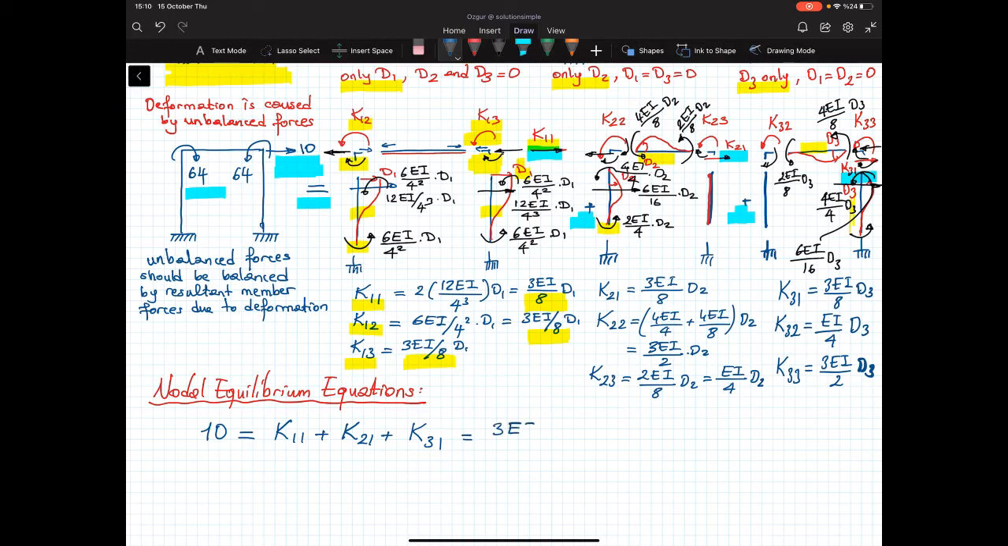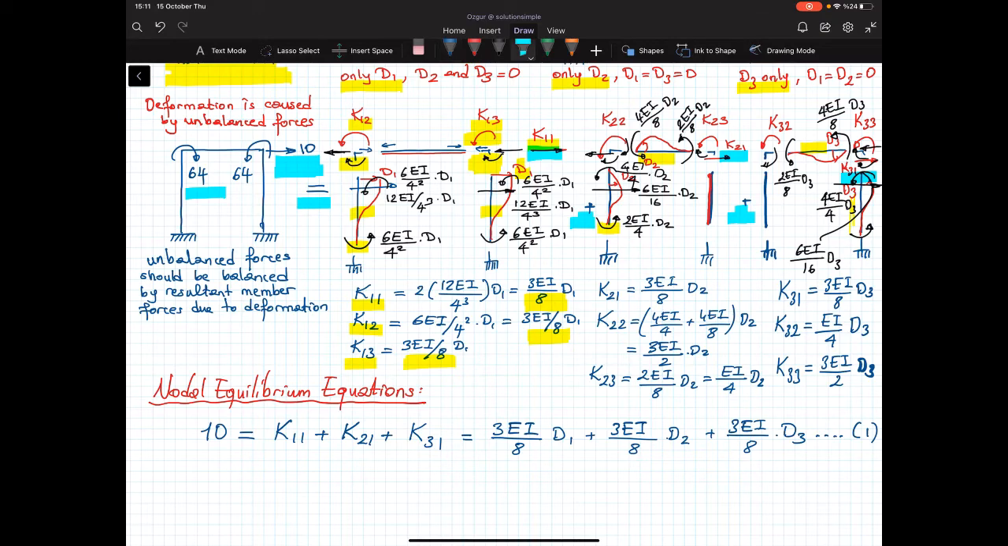So that's equal to 3EI over 8 times D1 plus 3EI over 8 times D2 plus 3EI over 8 times D3. So this is our first equilibrium equation. This is the shear equilibrium at node C.